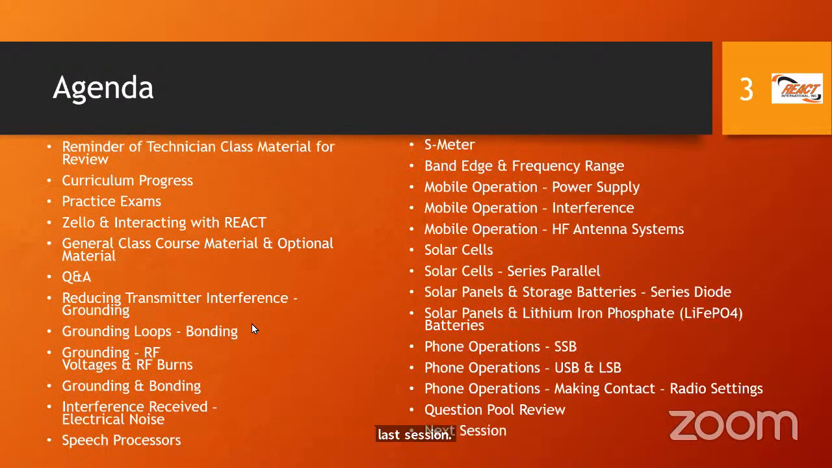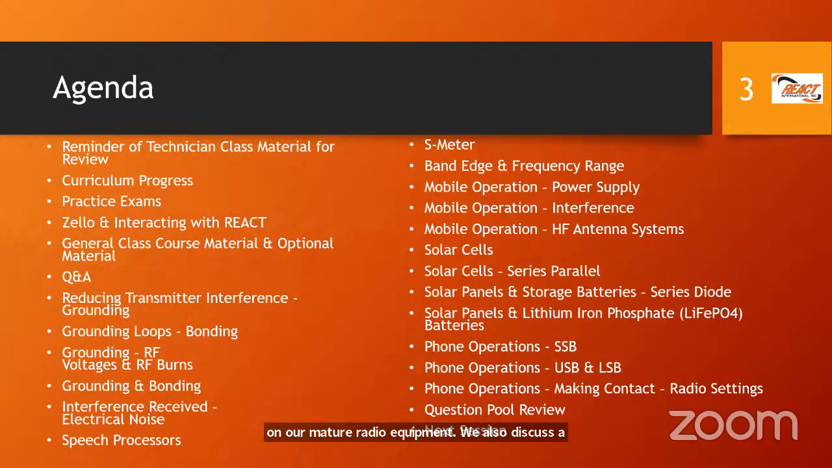Okay, so the agenda for this evening, we'll talk about how to do some interference reduction by grounding. Also, we'll be talking about ground loops and how to solve it by bonding. We'll discuss how to avoid RF burns and RF voltages from being in your shack. We'll also discuss a little more in depth what grounding and bonding is and differentiate between the two. We'll talk about electrical noise that's received on our amateur radio equipment. We'll also discuss a feature of transceivers called speech processors.